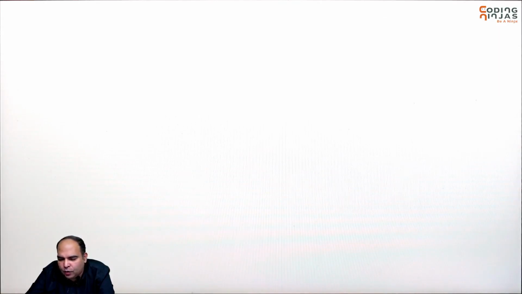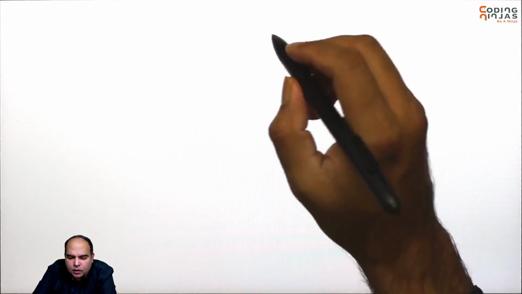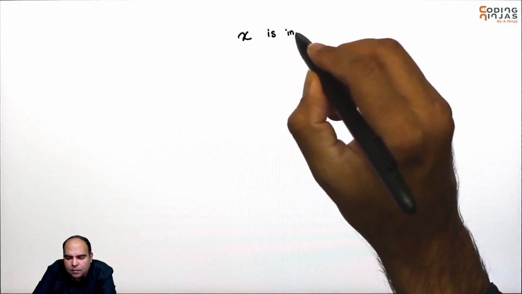The second variation that you come across, or the second proportion you come across, is where you say x is inversely proportional to y.